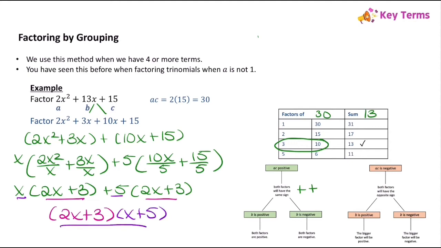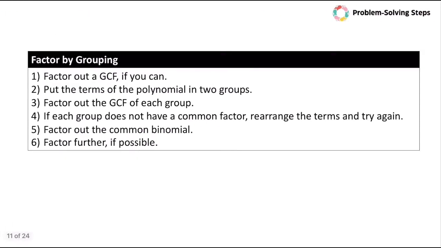So this is how you factor this trinomial, okay? So factoring by grouping is a method that we've already seen. So we're just going to expand on that. So remember, when you factor by grouping, start off by factoring out a GCF if you can, okay? So first look at every term and check for a GCF. Then put the terms of the polynomial into 2 groups and factor out the GCF of each group individually. If each group does not have a common factor, you can rearrange the terms and try again. Then we'll factor out the common binomial and factor further if possible.